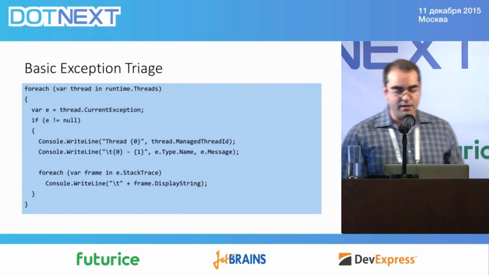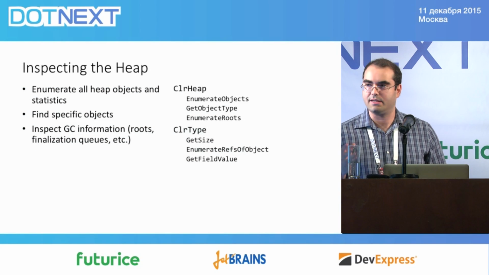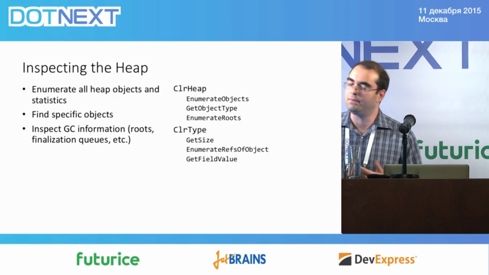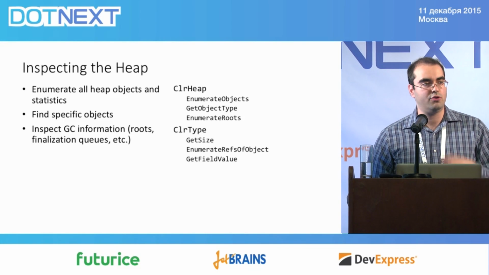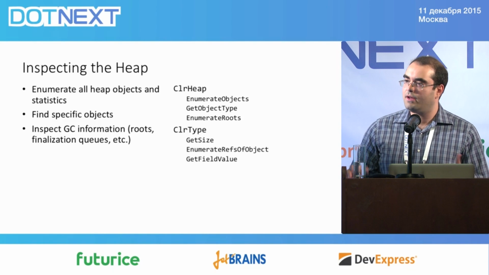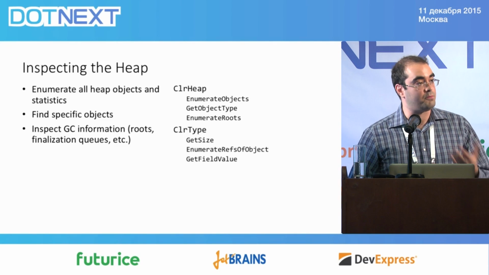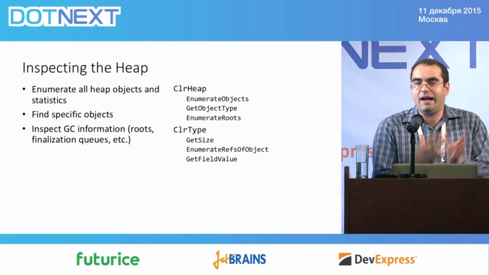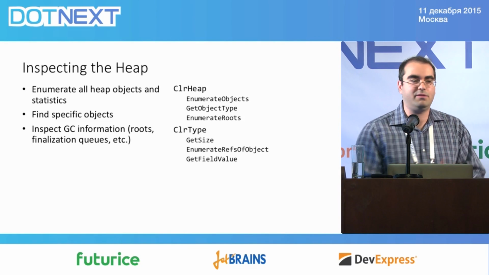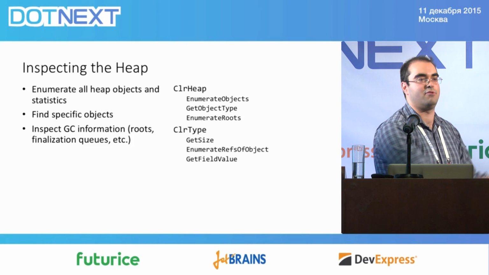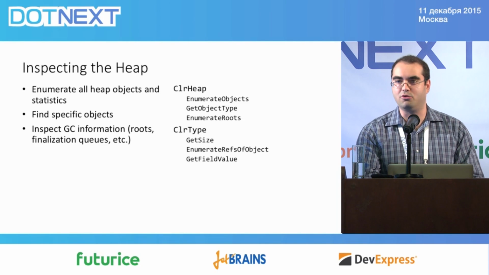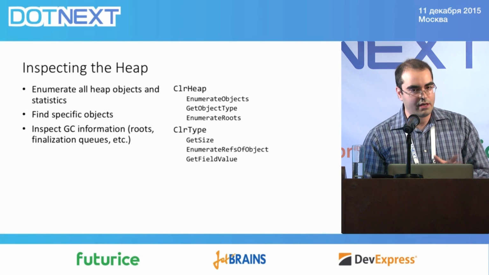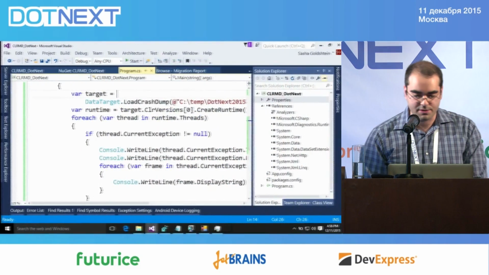So one other thing, after basic exception analysis, is that you can inspect the heap. You have APIs for enumerating all heap objects, for finding the type of each object, for printing fields of objects. It's basically kind of like reflection, but on another process. So it's not reflection in your app, it's in another process or a dump file. Let's take a look at a couple of examples.